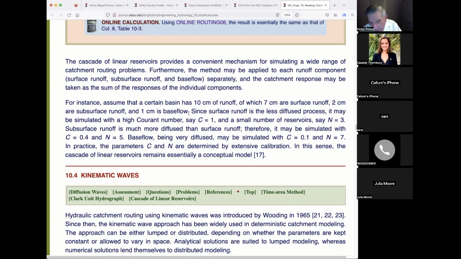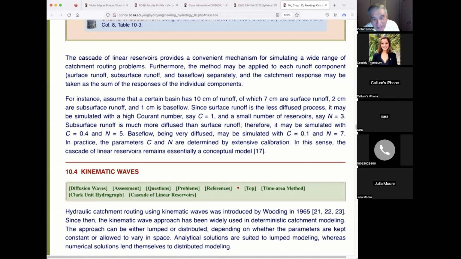At the beginning, when I started doing this back in the year 1979, I was a little bit doubtful. I said, what is this Mickey Mouse, cascade of linear reservoirs and K and N? But time went by and I was proven to be wrong. This is not Mickey Mouse. It makes a heck of a lot of sense. And I'll get to that Wednesday.